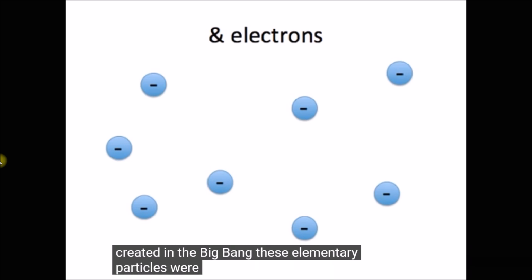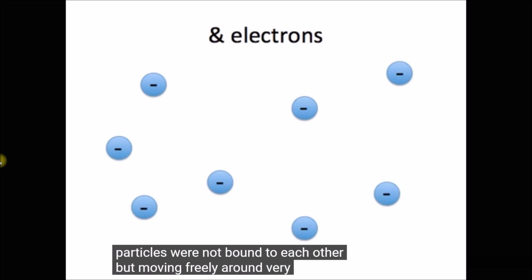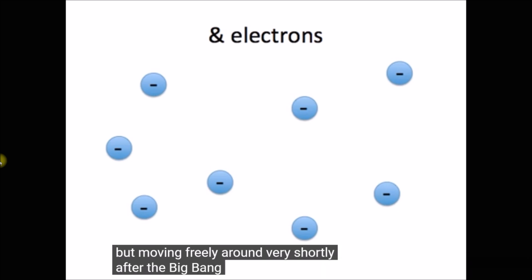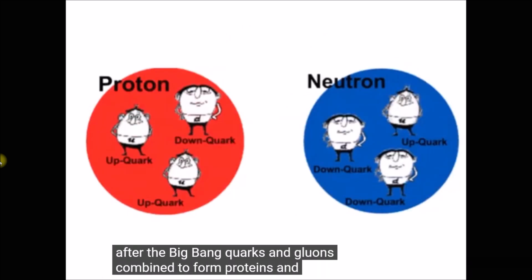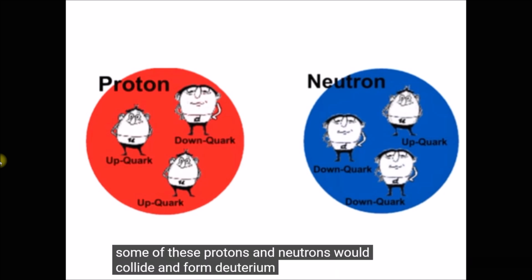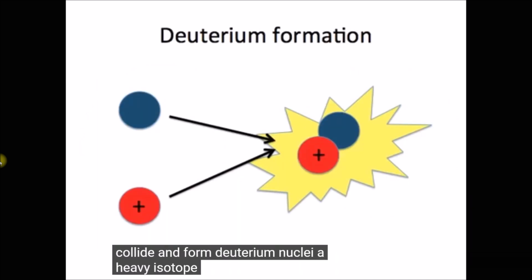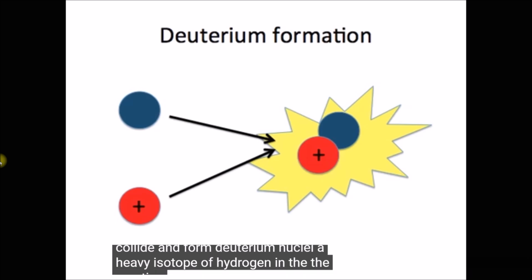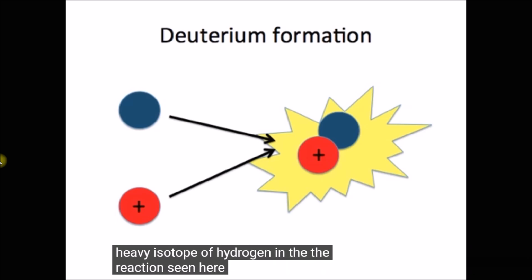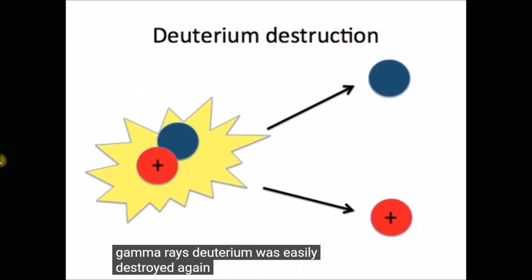These elementary particles were not bound to each other, but moving freely around. Very shortly after the Big Bang, quarks and gluons combined to form protons and neutrons. Some of these protons and neutrons would collide and form deuterium nuclei, a heavy isotope of hydrogen, in the reaction seen here. But since the early universe was full of high energetic gamma rays, deuterium was easily destroyed again.